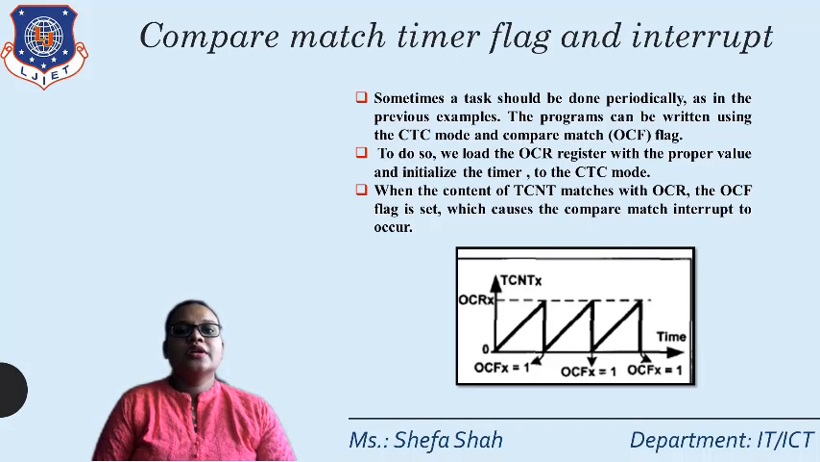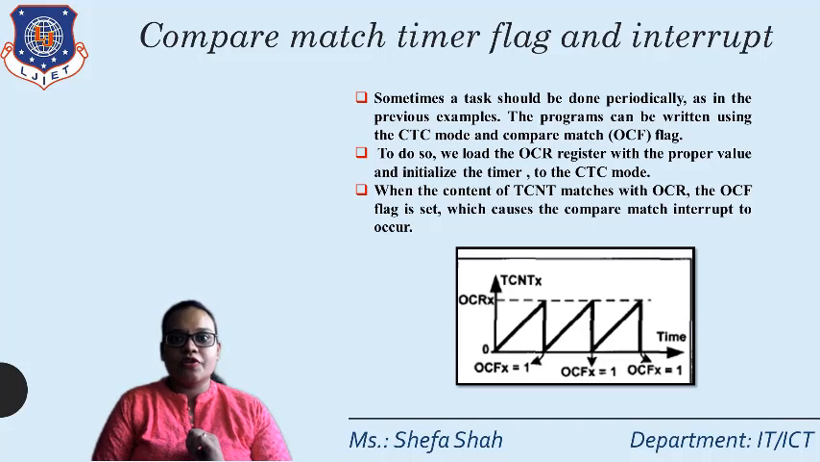Right? Now, next is how to use the timer for compare match and the flag. Sometimes a task should be done periodically, as in the previous examples. The programs can be written using the CTC mode. In the last program, we used all the timers in normal mode, so we were monitoring the timer overflow flag. Now we are using the compare match flag. So we will use the output compare flag for the comparison, right?